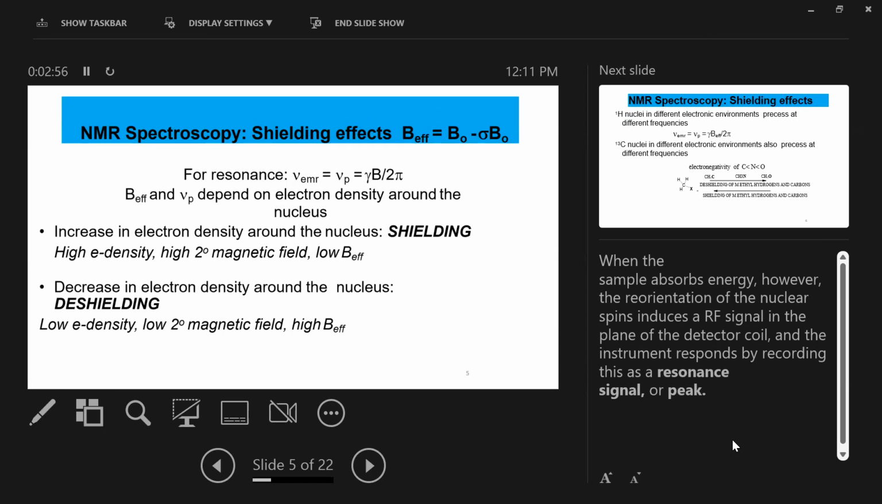All right. High electron density, high secondary magnetic field, low effective magnetic field felt by that nucleus. All right. So as one increases, the other decreases. As this contribution gets higher, the overall value of this decreases. That makes sense? Okay. Now the opposite is also true. Decreasing electron density around the nucleus results in de-shielding because this contribution also gets lower. As this contribution gets lower, the effective magnetic field is going to be stronger. All right.